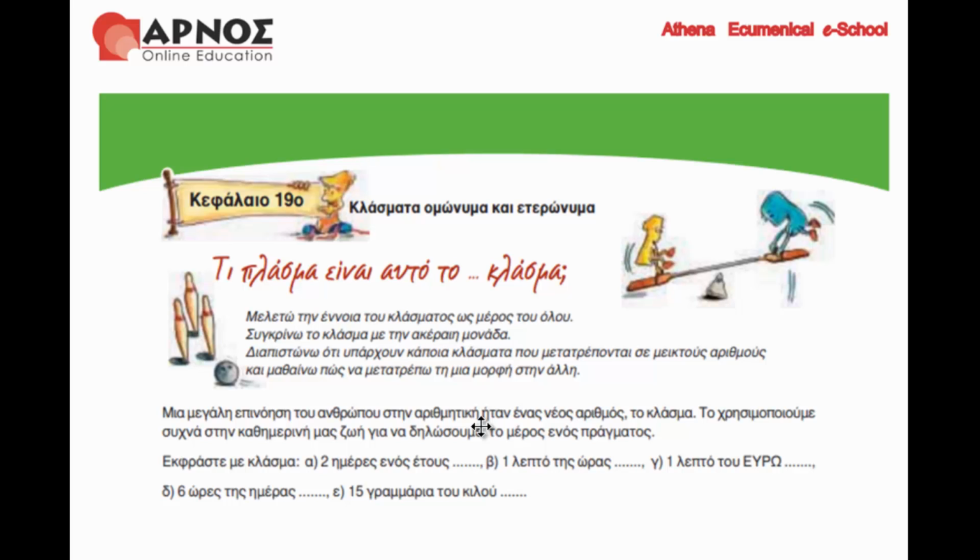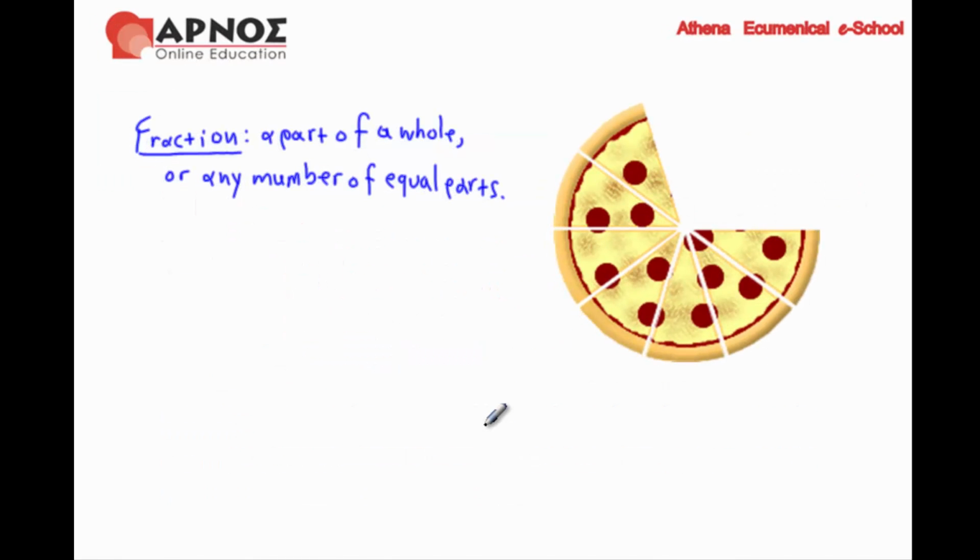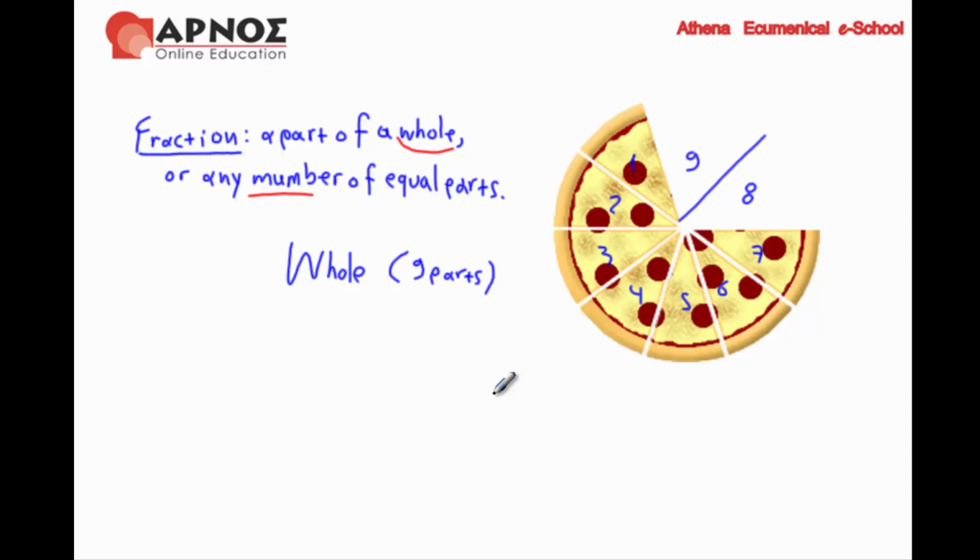A fraction describes a part of a whole of any number of equal parts. If we take, for example, a pizza which consists of how many parts? 1, 2, 3, 4, 5, 6, 7, 8, 9 parts. 9 parts of a pizza, if we unite those 9 parts, we can create the whole pizza. So, the pizza consists of 9 parts. 9 parts can create the whole in the specific case.